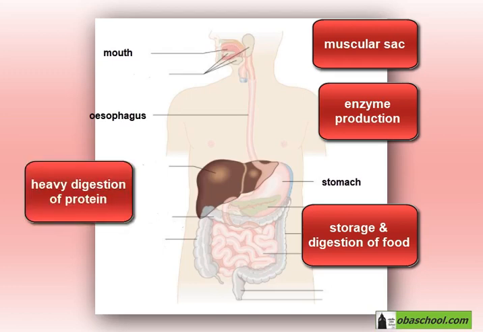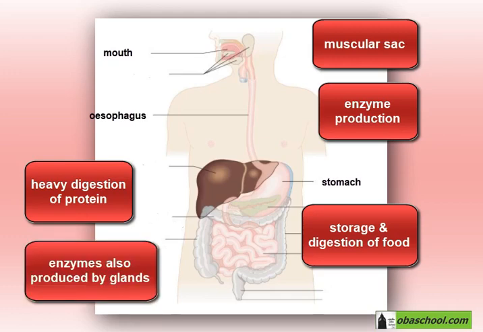We have heavy digestion of proteins in the stomach. And we also have the role of the glands in the stomach that produce enzymes. These enzymes will chemically digest the protein. So we have a heavy digestion of protein, both chemically and mechanically in the stomach.